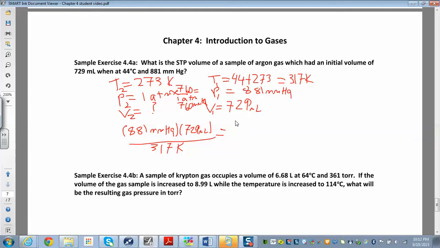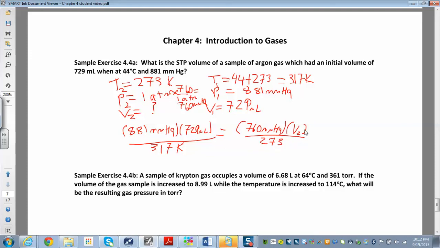It could be atmospheres. You could have just as easily put millimeters of mercury over here into atmospheres. Either way, you should get the same answer. So P2 is 760 millimeters of mercury times V2, that's what we're looking for, over T2, 273. So you have to solve for volume.